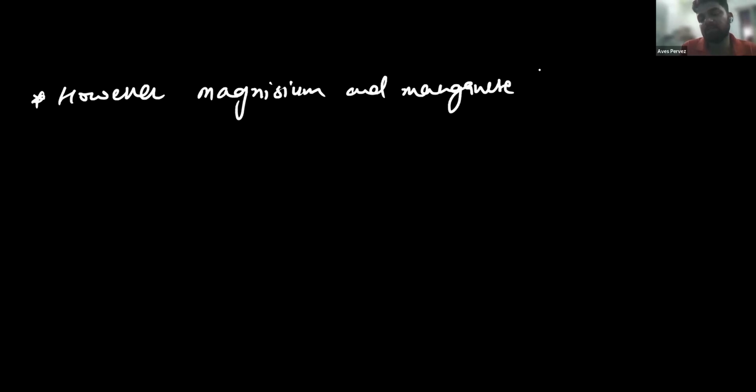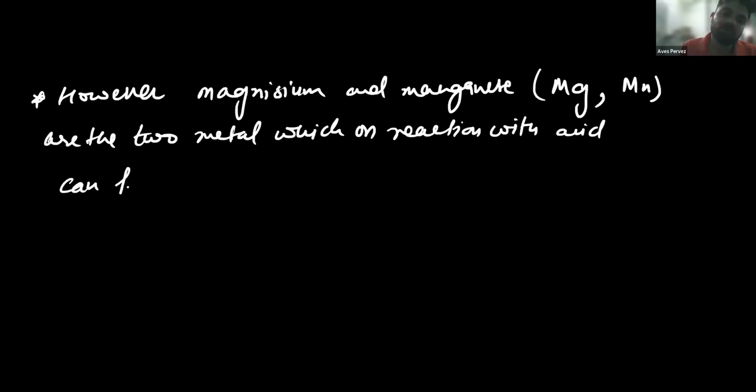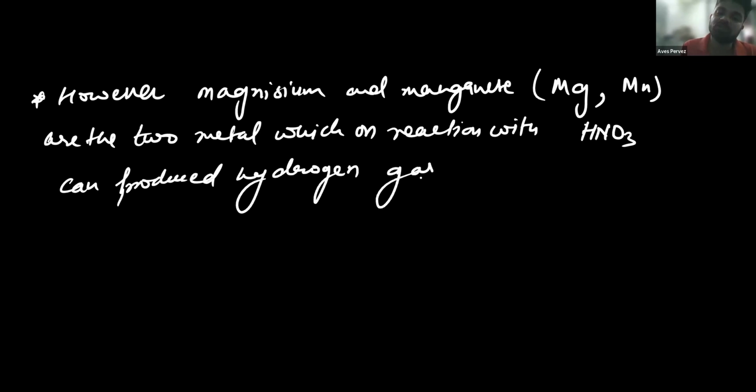However, magnesium and manganese, Mg and Mn, are the two metals which on reaction with acid, meaning with HNO3, can produce hydrogen gas.